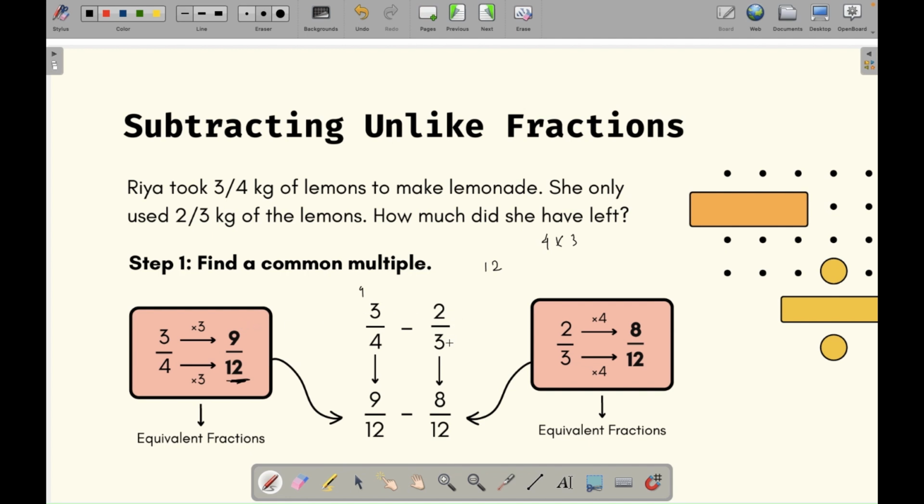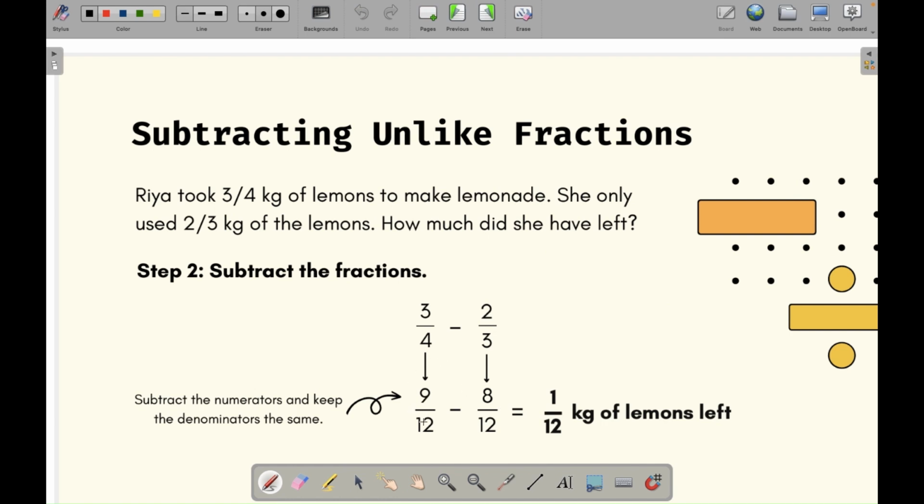Similarly, 2 by 3. Again, I know that the new denominator must be 12 because it should be the common denominator. So I find a number that I should multiply 3 with so that I get 12, which is 4. So 3 4s are 12. So I multiply the numerator with 4 as well. So I get 8. This reduces to a very simple problem wherein we have two like fractions and we have to subtract them. If I subtract 9 by 12 and 8 by 12, I'll get 1 by 12. So what is the answer? Ria had 1/12 kg of lemons left.